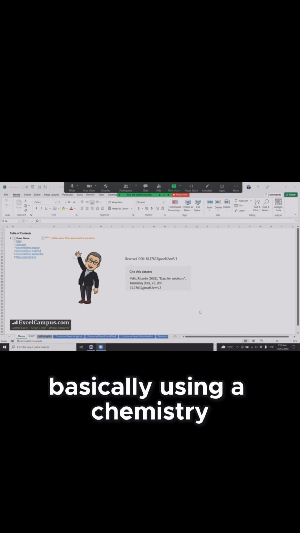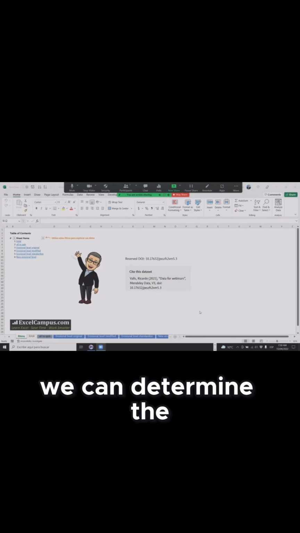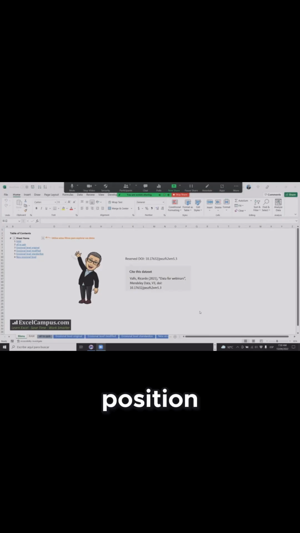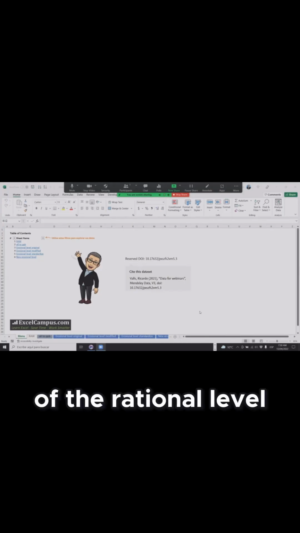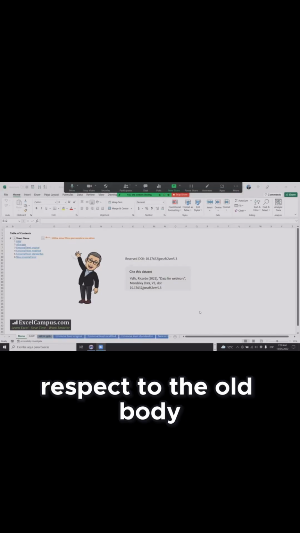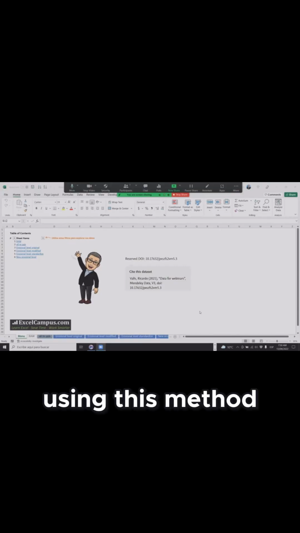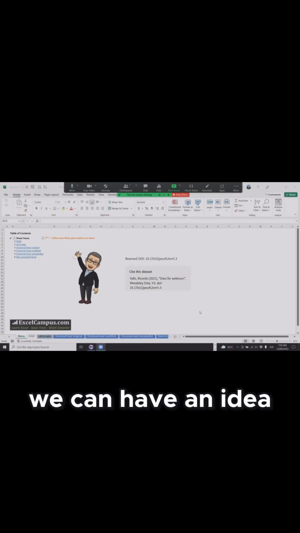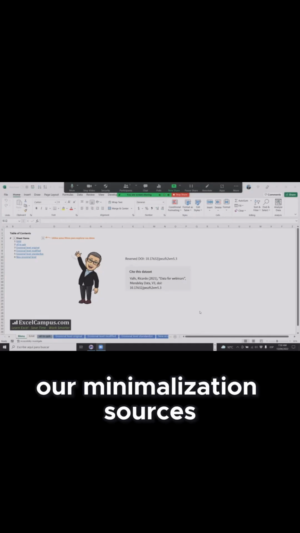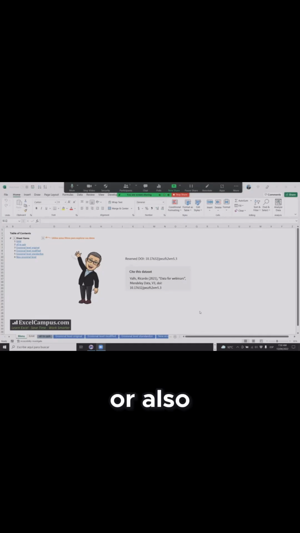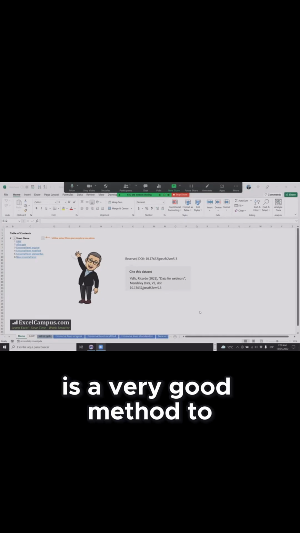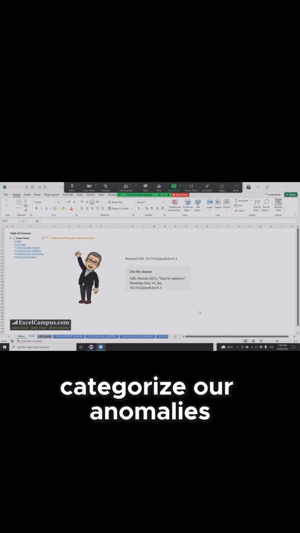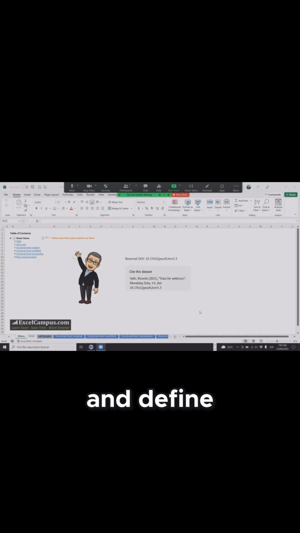Basically, using geochemistry, we can determine the position of the erosional level with respect to the ore body. And therefore, using this method, we can have an idea of how deep our mineralization source is. It is also a very good method to categorize our anomalies and define where we are going to study first.